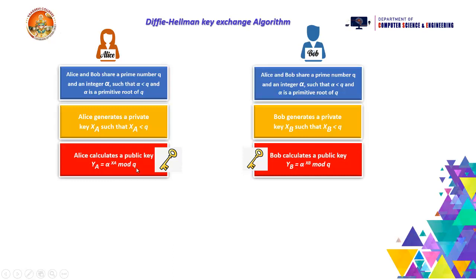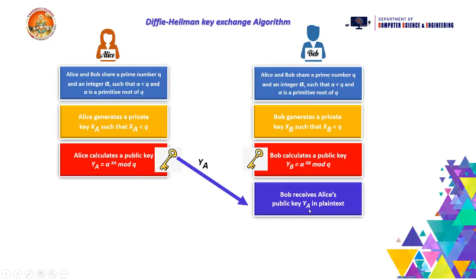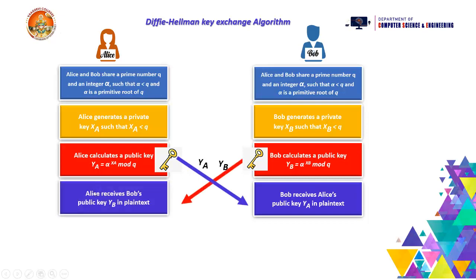Now Alice shares her key with Bob, so YA is shared to Bob. Bob receives Alice's public key YA. Next, Bob also shares his public key to Alice. YB is shared with Alice. Alice receives Bob's public key YB. By using this public key of the opponent, both the users are going to generate the secret key.